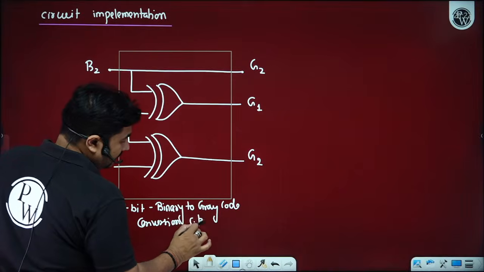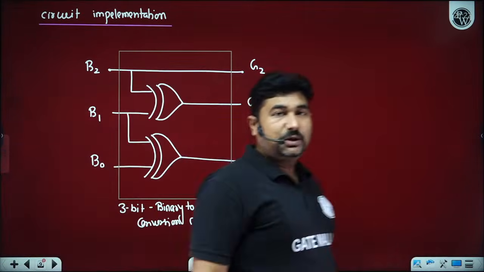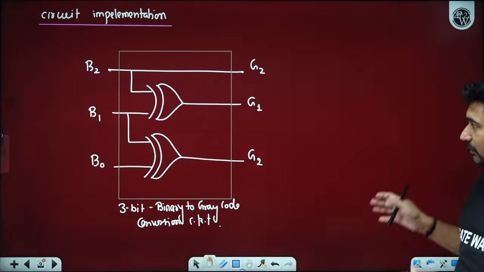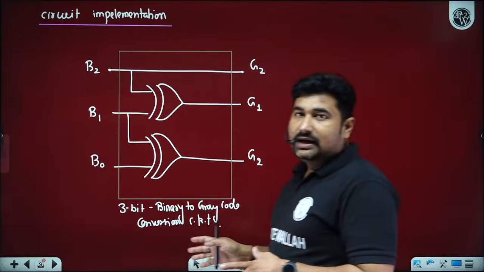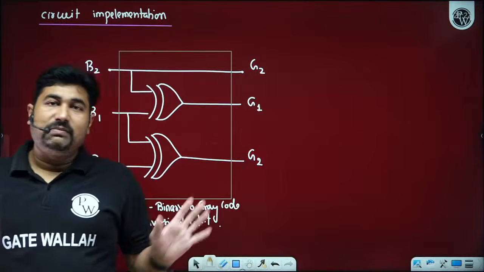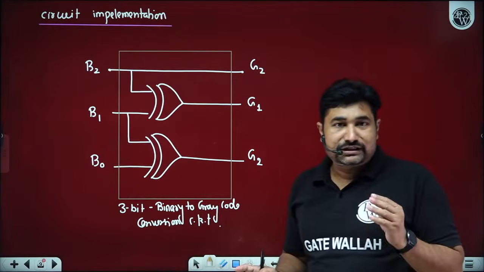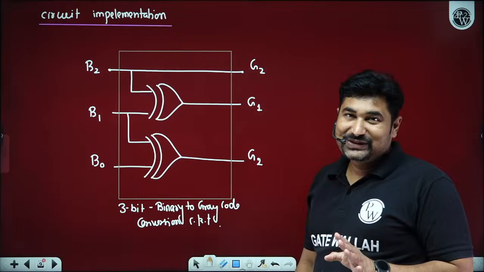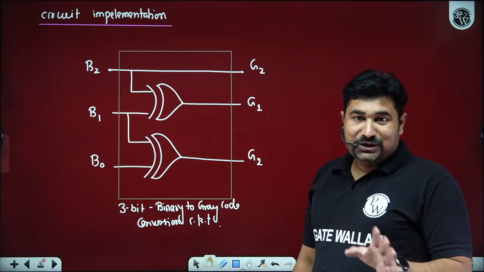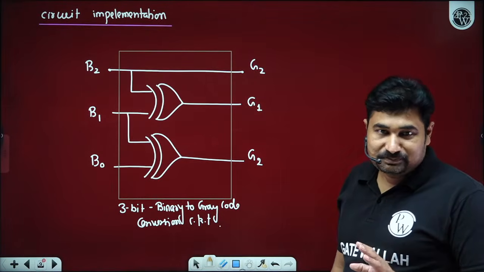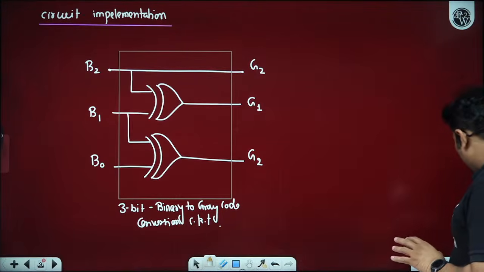Beta ji, please let me know by writing in the comment section how many of you are able to understand how to design any desired combinational circuit. Can you now design any desired combinational circuit with these 4 steps? Yes. Is it okay? Can I proceed further? Yes, sir.